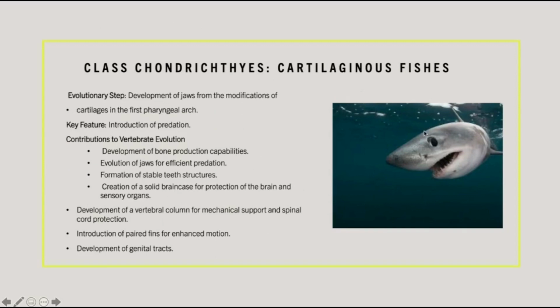Another thing that the sharks developed was a solid brain case known as the neurocranium, which helped with the protection of the brain and the sensory organs, so the eyes, the ears, etc. They developed a better vertebral column than the agnata to help with mechanical support and spinal cord protection. And they also developed genital tracts to help with their excretion and with their external fertilization, or external reproduction.